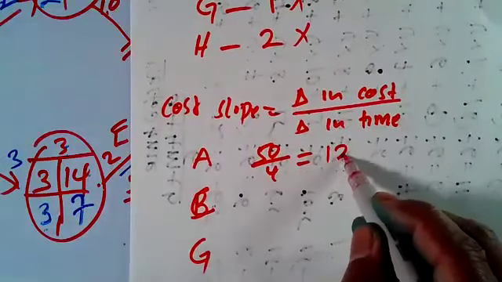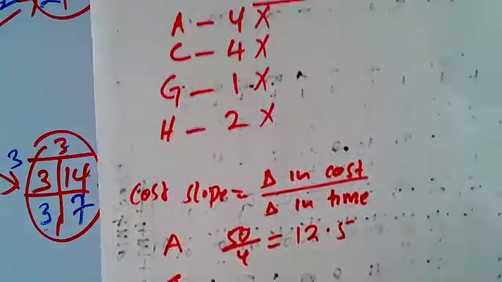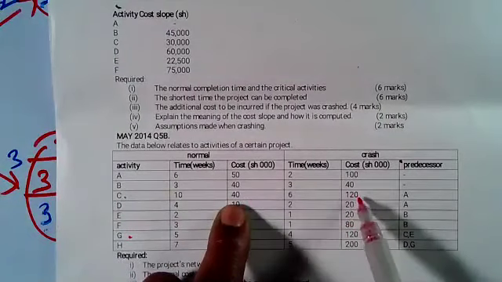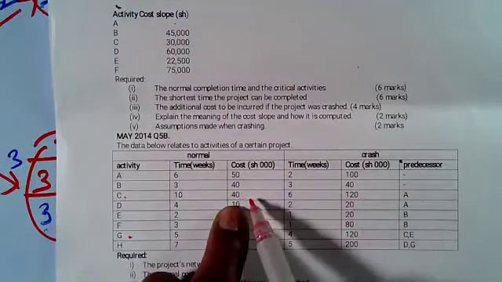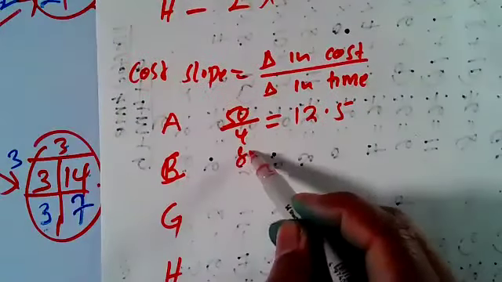So that one you get 12.5. Let's go to C. C was also critical. If you go to C, the normal cost was 40. If you crash, you incurred 120. So the difference between 40 and 120, I think it's 80. So the change in cost is 80.